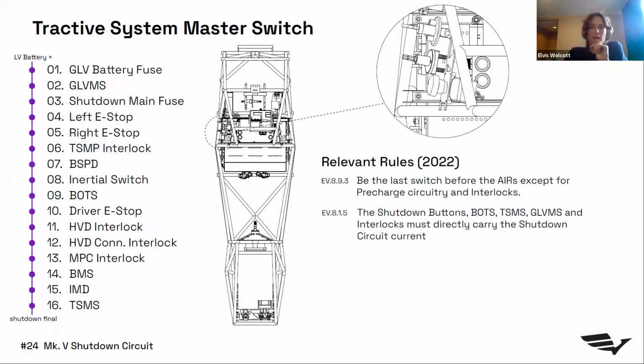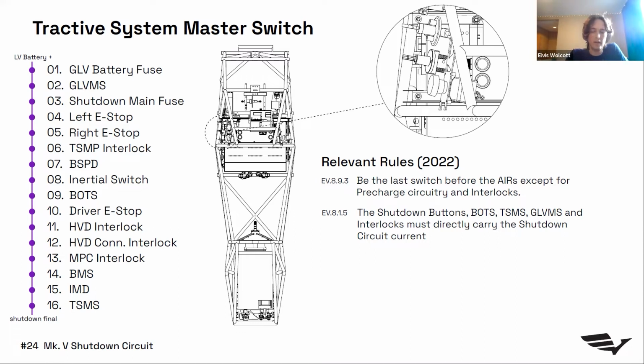And then finally, the last element of the shutdown circuit, which is the only one whose order is mandated by the rules. Most of these things are things that the rules explicitly tell us we have to have, and we have to do a certain way. But the rules tell us that the tractive system master switch has to be the last switch before the AIRs, except for precharge circuitry and interlocks.